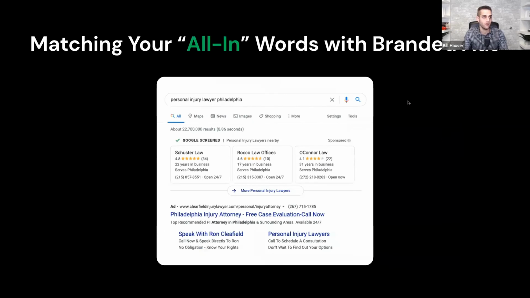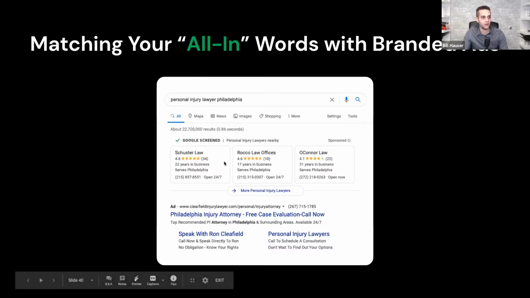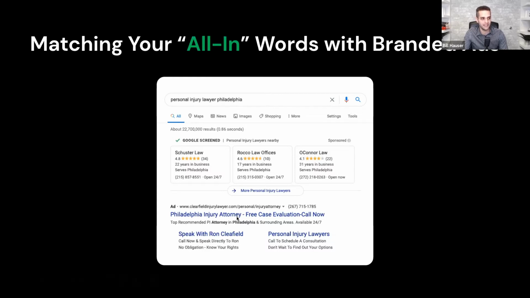Now, what you need to do once you start getting some momentum on this, it's recommended to start thinking, how can I match my all-in words with branded ads? Meaning, how can I make sure that the name of my law firm is front and center on these ads, so that when people see my ad up here, they also see the name of my law firm down here.